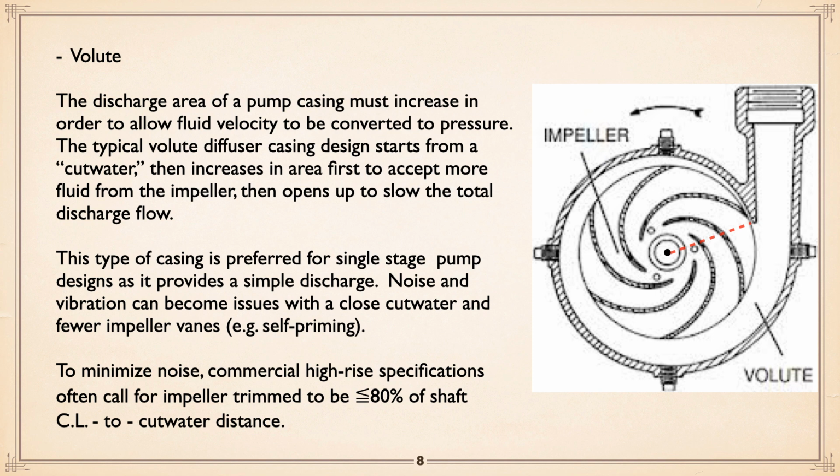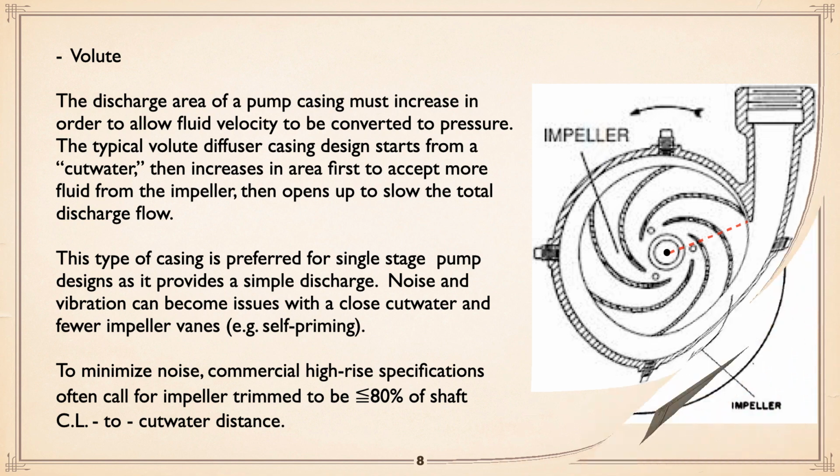And the classic worst example of this is self-priming sewage pumps, which typically only have two vanes and have to be close to the cutwater to work properly. In fact, that clearance is so important that in commercial high-rise buildings, where you have multi-vane pumps, which helps with the quiet, they still typically specify that the impeller be trimmed to be equal or less than 80% of the distance from the shaft center line to the cutwater. That means that the impeller vanes are away from the cutwater. You don't get that pressure off the tip of the impeller whacking against that cutwater, and the pumps are much quieter.